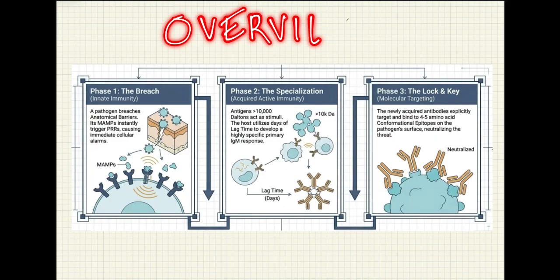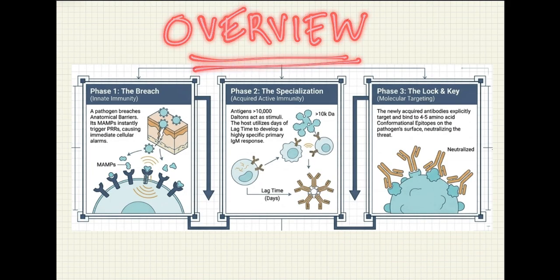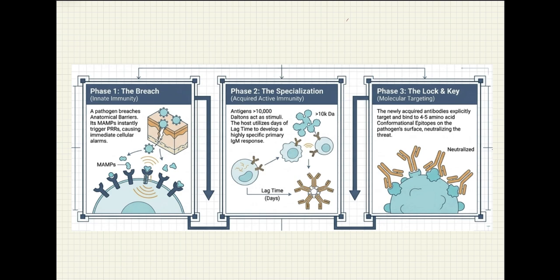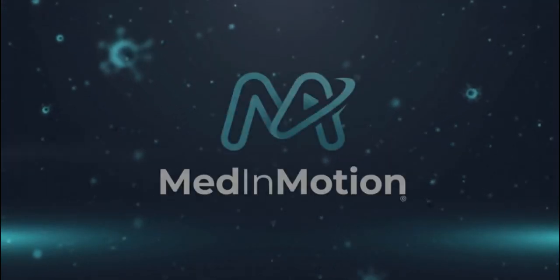We can now fully appreciate this flawlessly tiered architecture. In phase 1, the breach, MAMPs instantly trigger innate pattern recognition receptors to sound the rapid response physiological alarm. In phase 2, specialization, large antigens above 10,000 Daltons utilize days of lag time to carefully develop a highly specific acquired response. And finally, in phase 3, the lock and key, newly acquired antibodies explicitly target and bind to conformational epitopes mere amino acids wide, neutralizing the threat entirely.